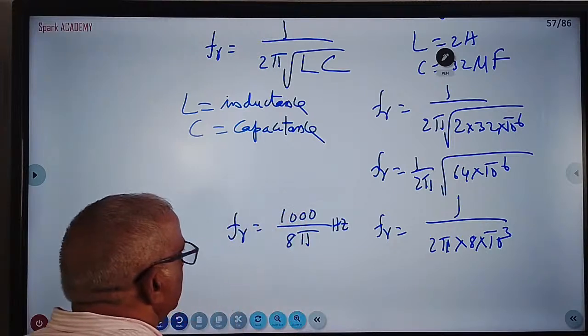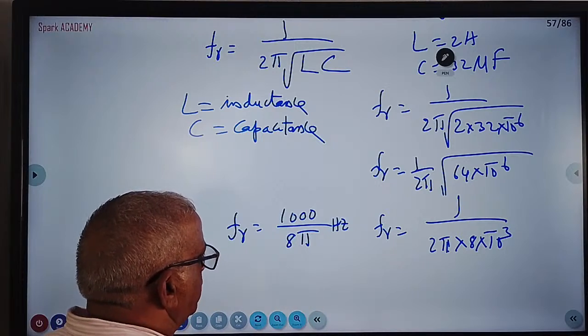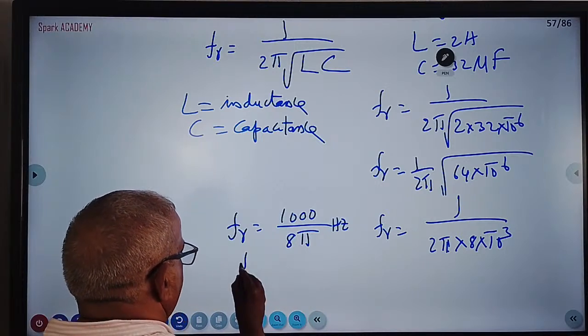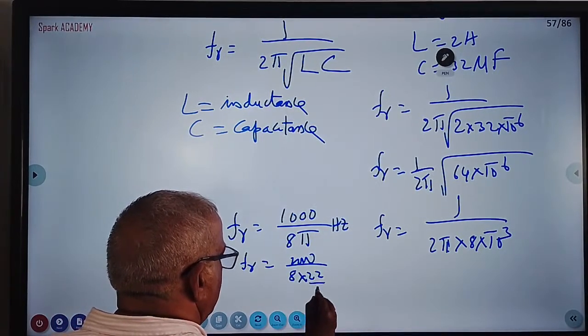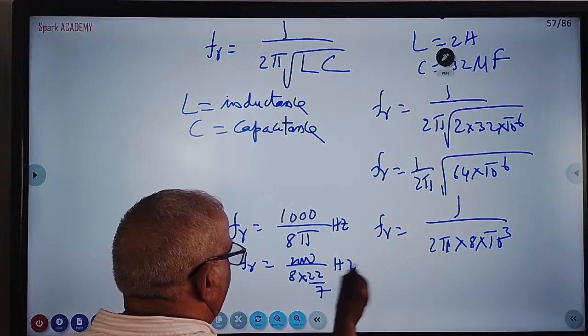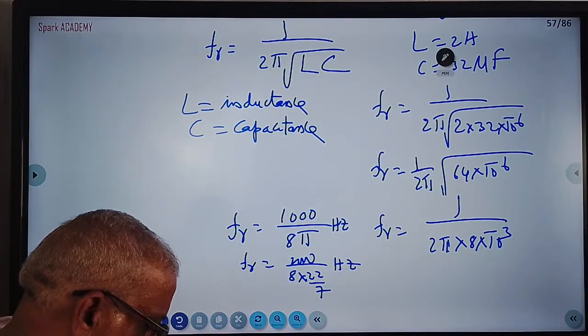Students, 1000 by 8 pi is the resonant frequency. Take the value of pi as 22 by 7 or 3.14 and calculate the resonant frequency. You do the calculation. Then the quality factor.